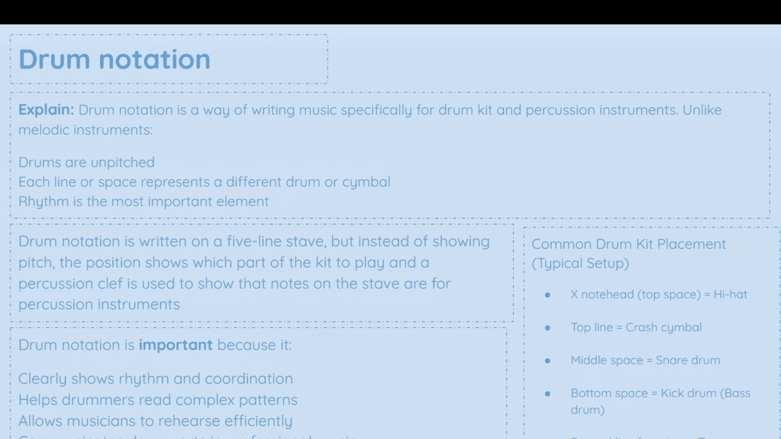Drum notation is a way of writing music specifically for the drum kit and percussion instruments. Unlike melodic instruments, drums are unpitched, each line or space represents a different drum or cymbal, and the rhythm is the most important element. Drum notation is written on a 5-line stave, but instead of showing the pitch, the position shows which part of the kit to play, and a percussion clef is used to show that the notes on the stave are for percussion instruments.